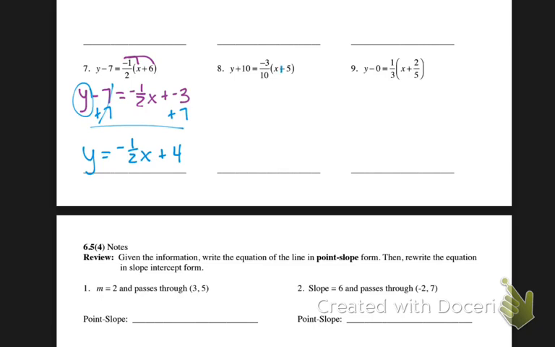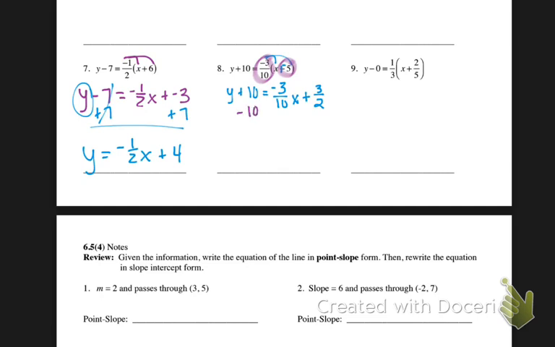Number 8, I see subtraction, so I'm going to add a line, change the sign before I distribute. So this is y plus 10 equals, when we distribute, we have negative 3 over 10x plus 3 over 2. When you take negative 3 over 10 times negative 5 in your calculator, you get positive 3 over 2.